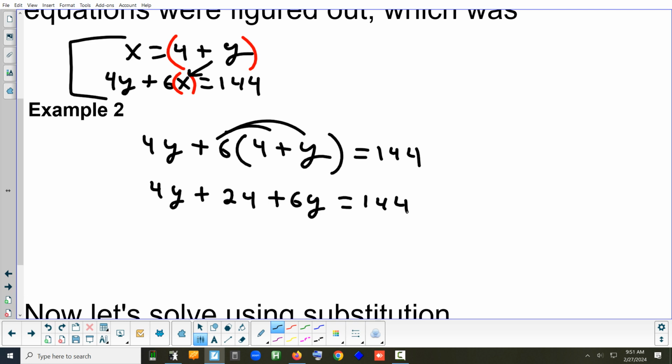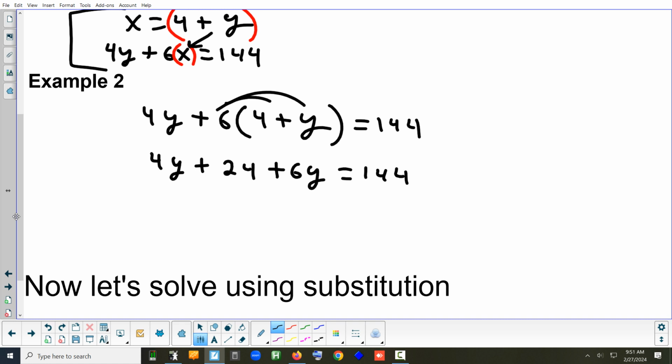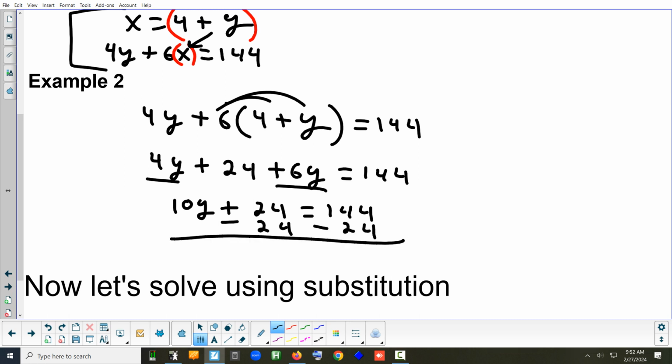Any like terms that I can combine together on the left side? 4y and 6y. Yep. What's 4y and 6y when you put them together? 10y, plus 24. Okay. What would be the next thing we do on both sides to get y by itself? Subtraction. Yep. What would you subtract? 24. Perfect. So we get 10y equals, what's 144 minus 24? 120. Yep.